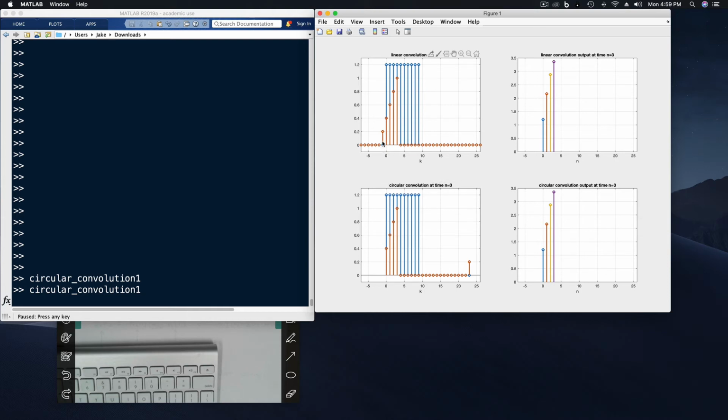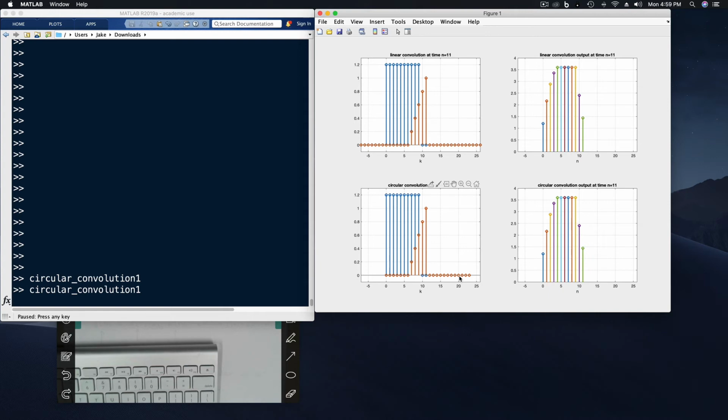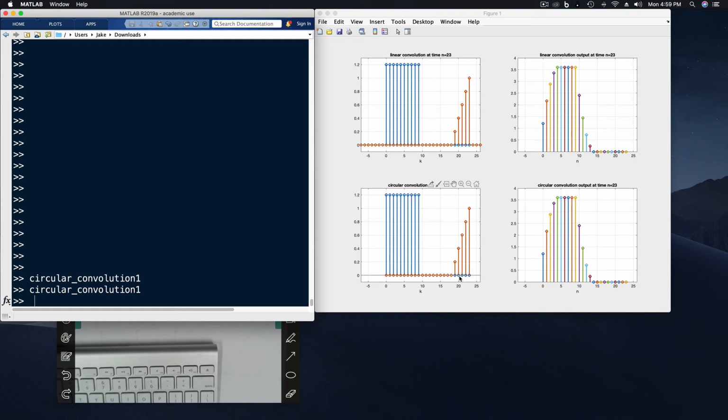It doesn't matter that we have this sample hanging out here on the negative side because it's multiplying by 0, just like it is over here in the circularly wrapped version. And so as we continue to step this along, notice that the circular convolution is producing the same output as the linear convolution. So once again, how did we make this happen? We made this happen by zero padding more than the minimum.